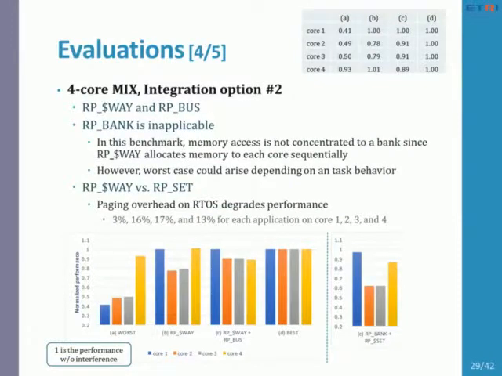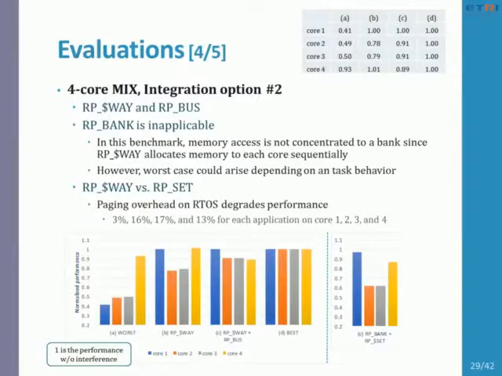Here's the result of the integration option 2. We combine the way-based cache partitioning and memory bus partitioning. At this time, memory bank partitioning is inapplicable, so we cannot avoid the memory bank interference.